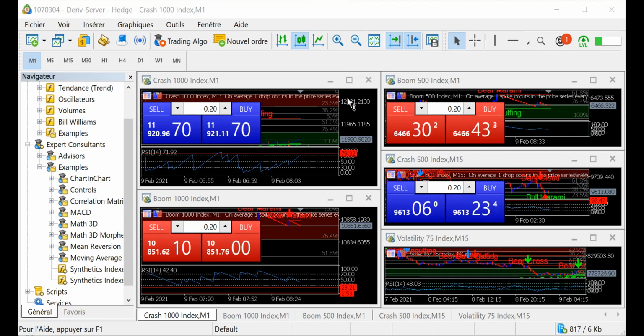Now, the materials you need to trade these synthetic indices successfully. First, you have to get a smartphone, a personal computer, a connection, and a minimum capital. Very important: a minimum capital of $50.